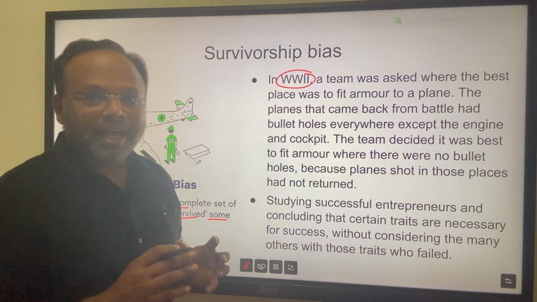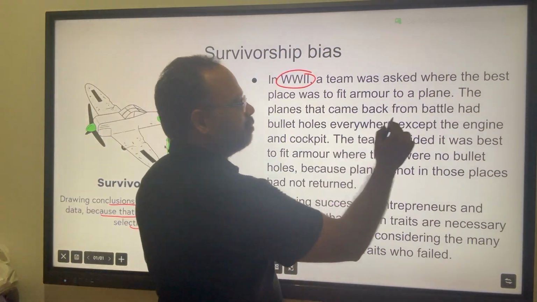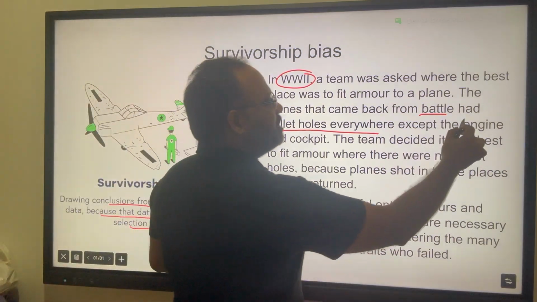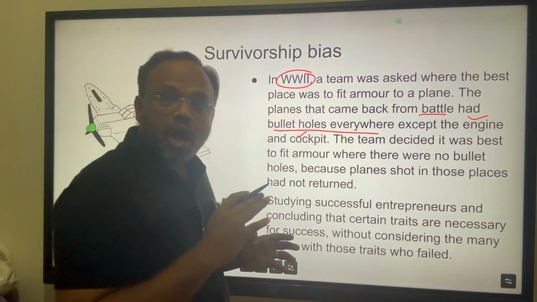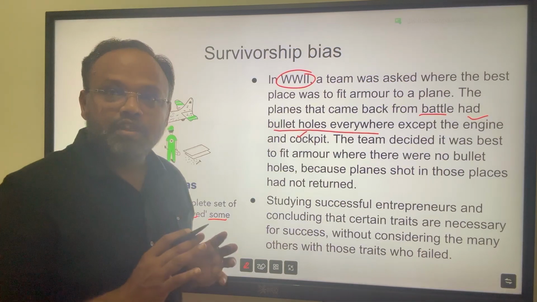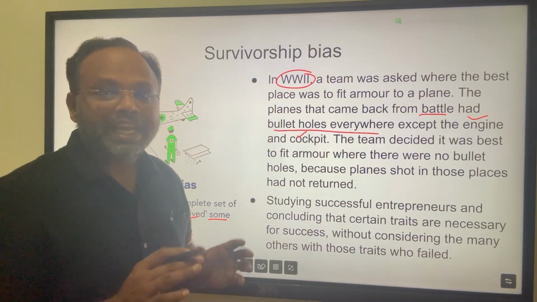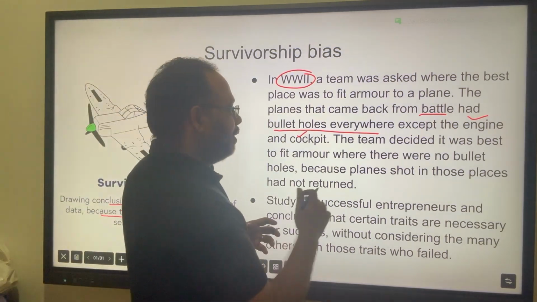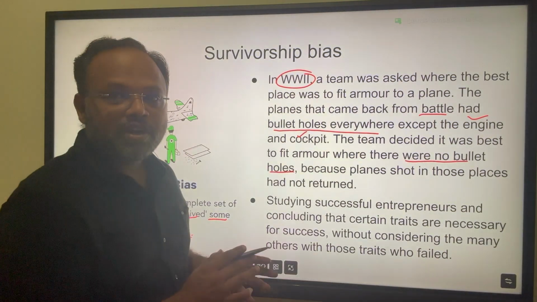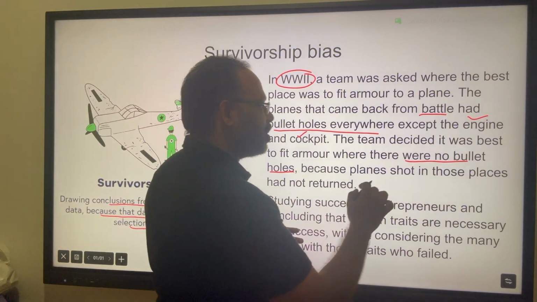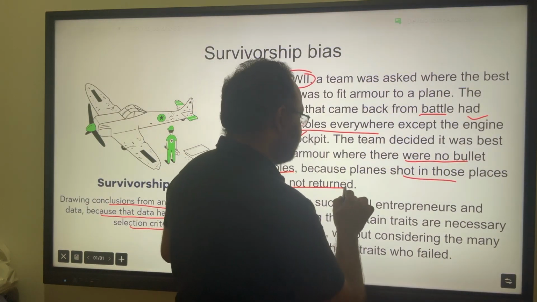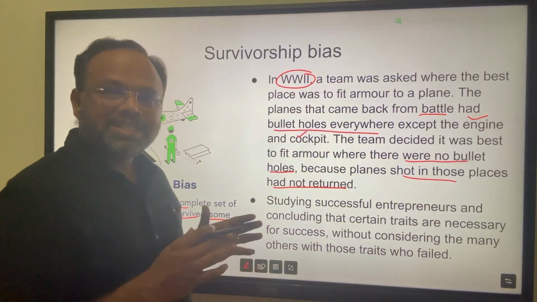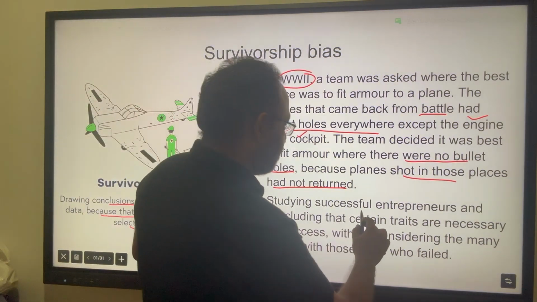So the team assessed the planes that came back from the battle and had bullet holes everywhere except the engine and the cockpit. These two are the most vital areas of the flight. When the flights were not hit in those areas, the flights returned. The team decided it was best to fit armor where there were no bullet holes, because planes shot in those areas had not returned. So survivorship bias in a real life scenario occurs while studying successful entrepreneurs.